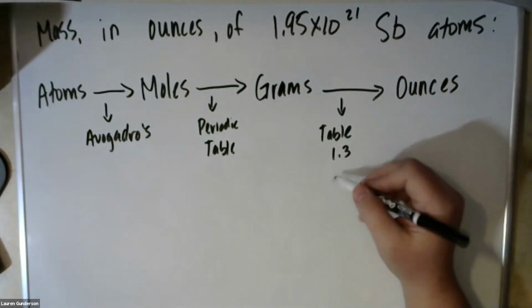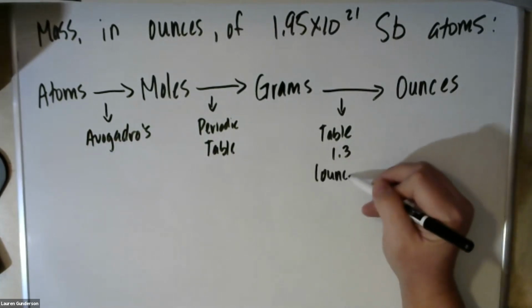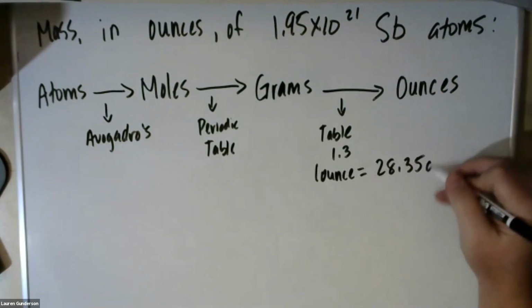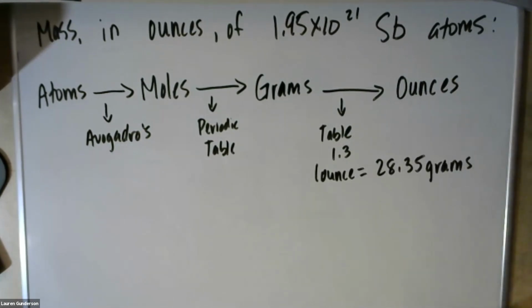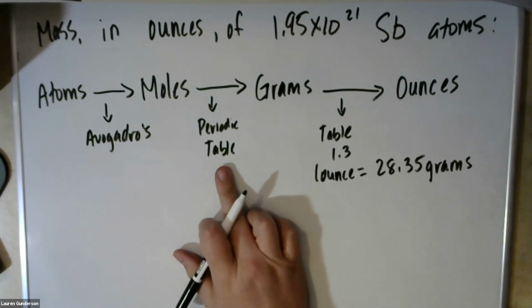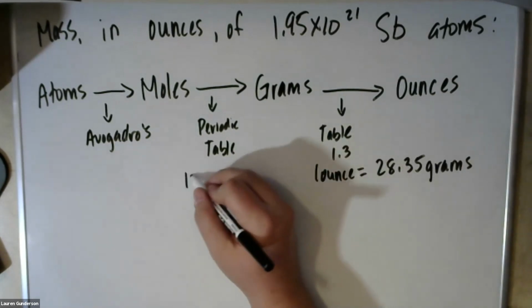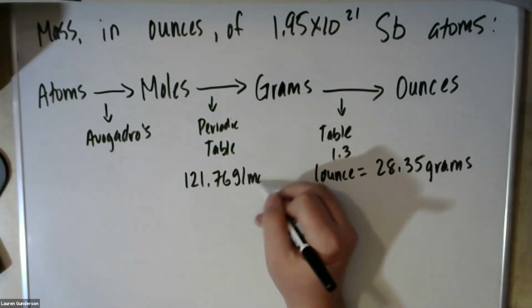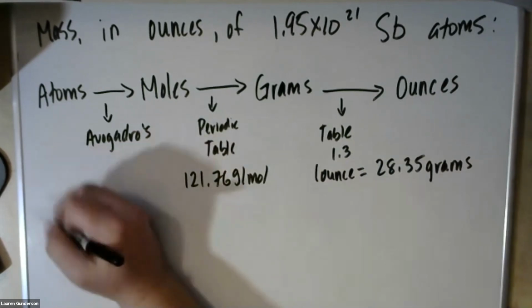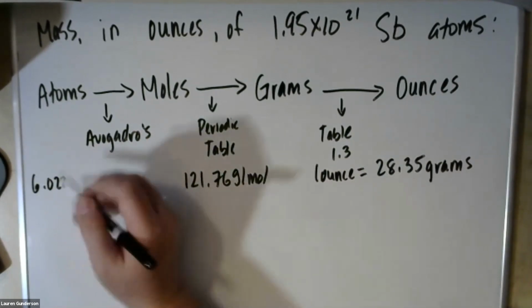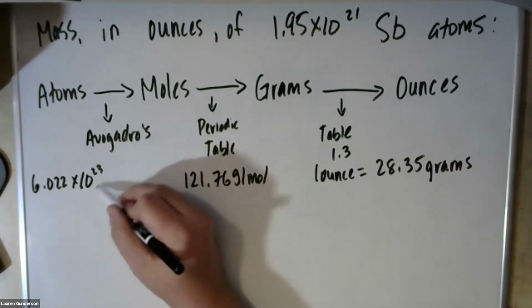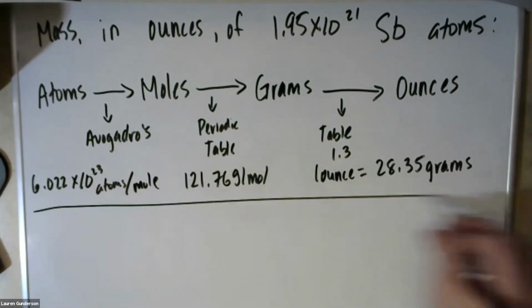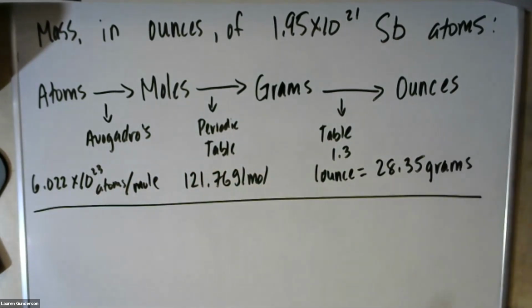Table 1.3 says that every 1 ounce is equal to 28.35 grams. Our periodic table says that the molar mass of antimony is 121.76 grams per mole. And we know that Avogadro's number is 6.022 times 10 to the 23 atoms per mole. So this is the information that we can use to solve this problem.